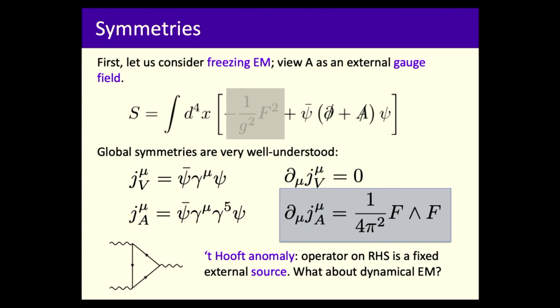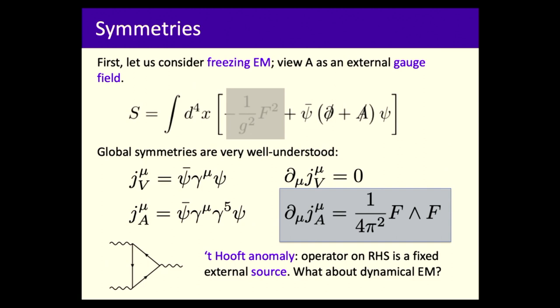There is a conserved vector current, or there's a current that you can write in a way that it's conserved, psi bar gamma mu psi. You can set things up so that it's conserved. And there is an axial current, psi bar gamma mu gamma 5 psi. If you look at this Lagrangian, it looks like it's conserved. But as we all learned, people say in kindergarten, but when people say in kindergarten, they really mean in the first year of grad school.